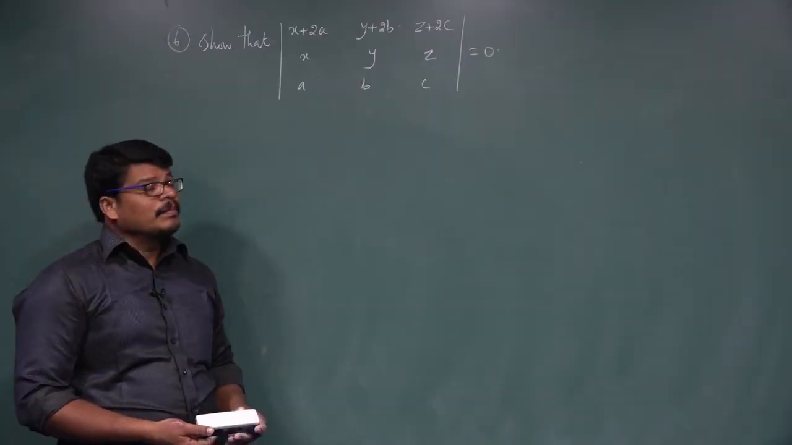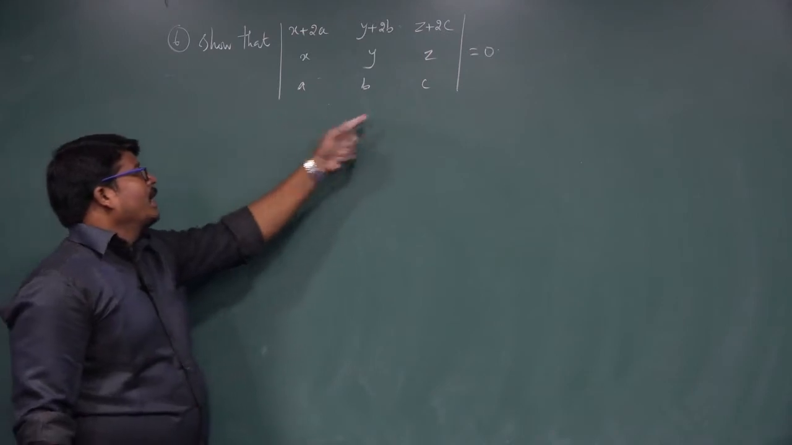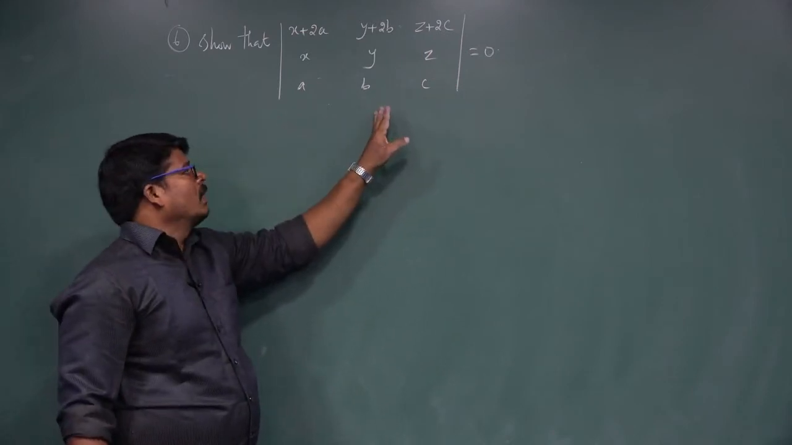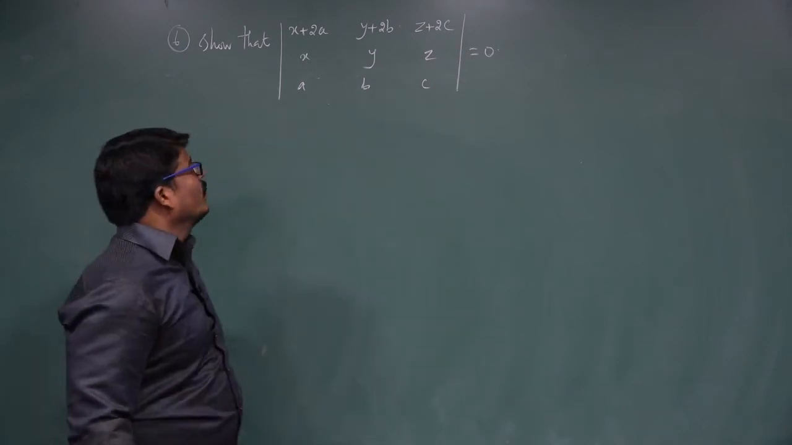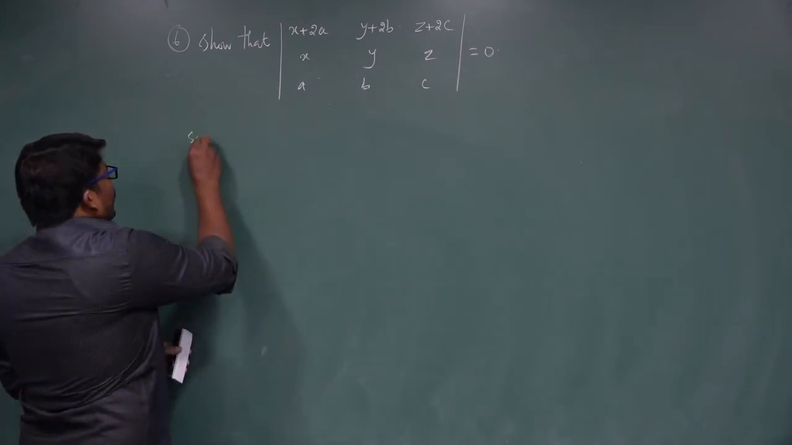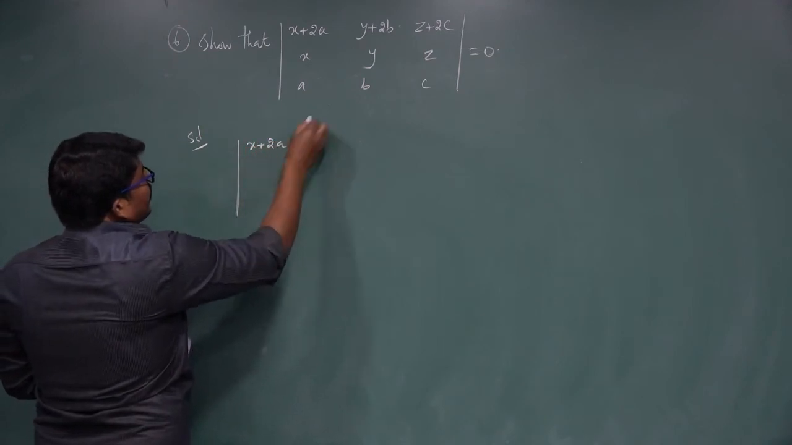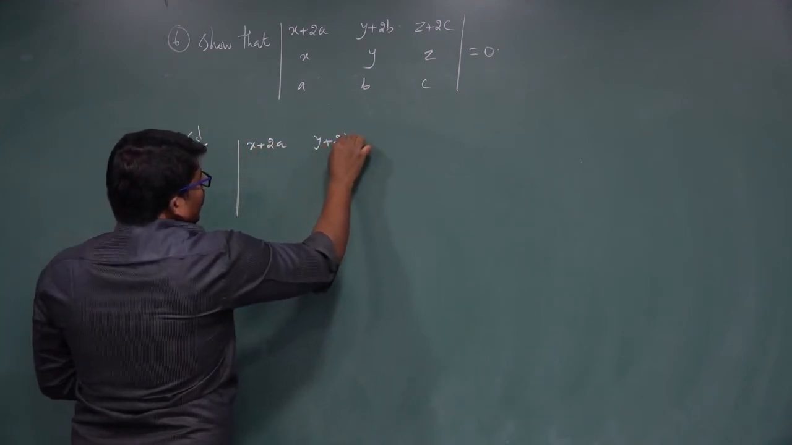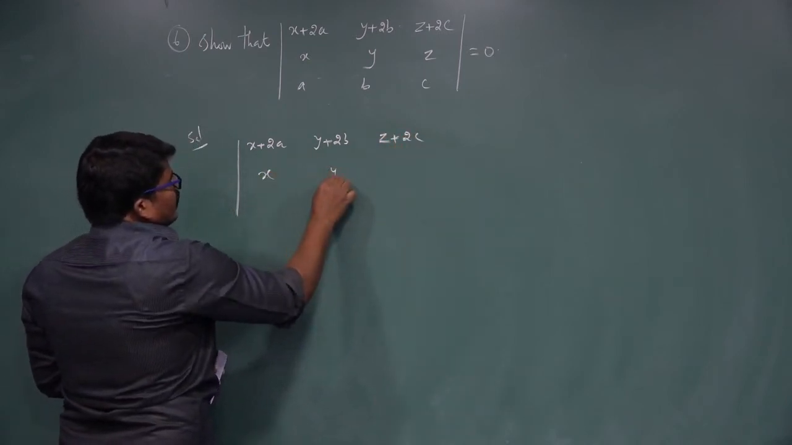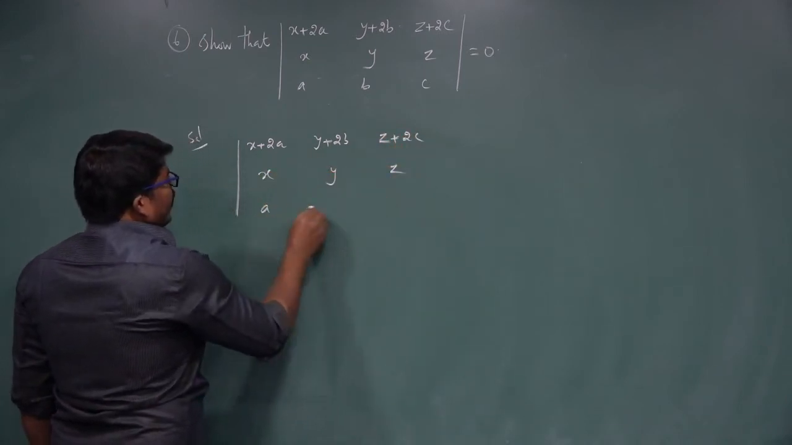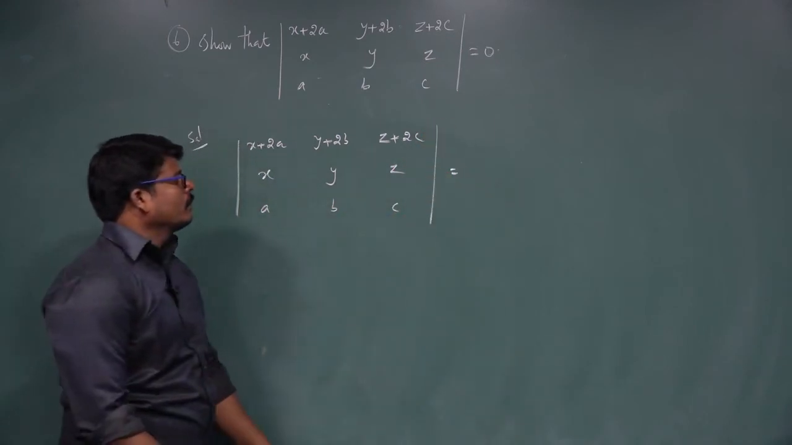Hence proved. Next problem, 6.1. Show that the given determinant equals 0. LHS equal to RHS, we have to prove RHS equal to 0. Take LHS, the given determinant: first row x plus 2a, y plus 2b, z plus 2c. And the second row x, y, z, third row a, b, c.